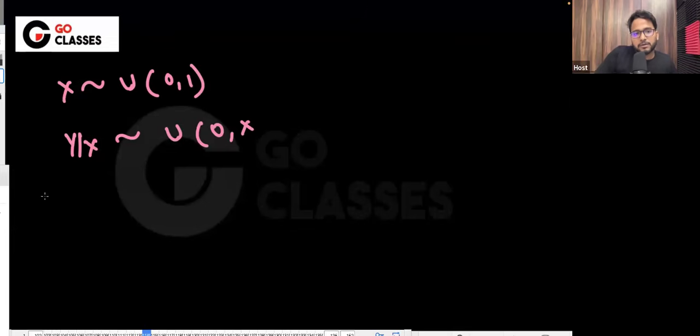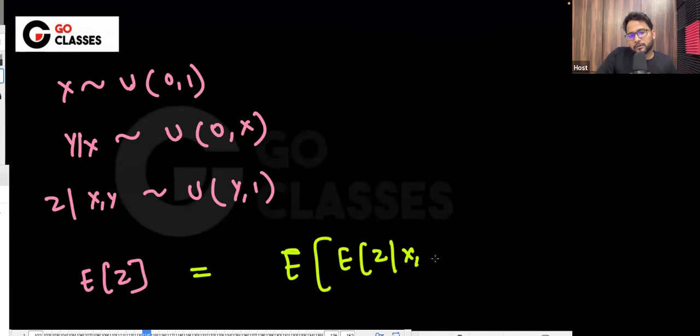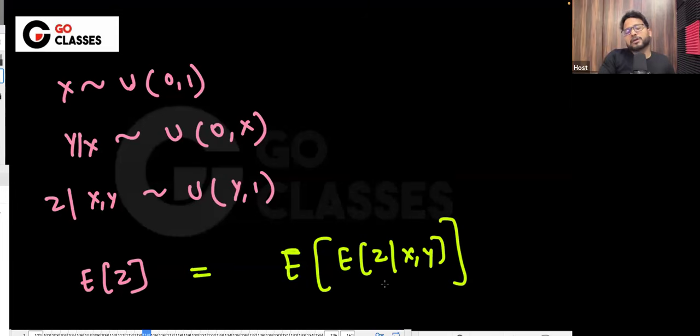Basically, x is uniformly distributed between 0 comma 1. Y, given x, is uniformly distributed between 0 comma x, and z is uniformly distributed between y comma 1. They're asking expectation of z. Obviously, you can't find the expectation of z directly because it depends on x and y, so you can use a similar kind of formula: expectation of z given x comma y. It is just like a total expectation.